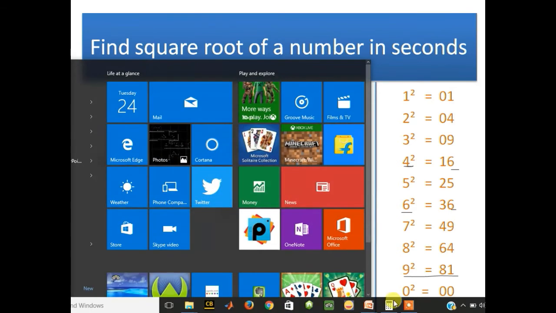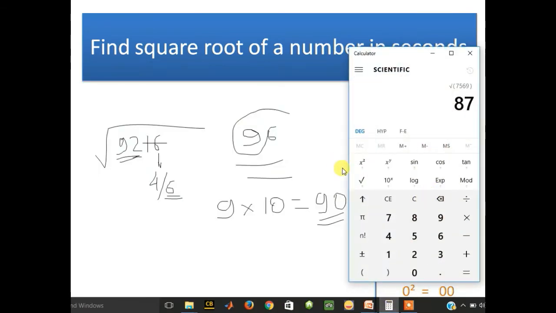I can show you in the calculator. Let us type this down, clearing this. So 9216, what's the square root? Here you go, 96 is the answer.